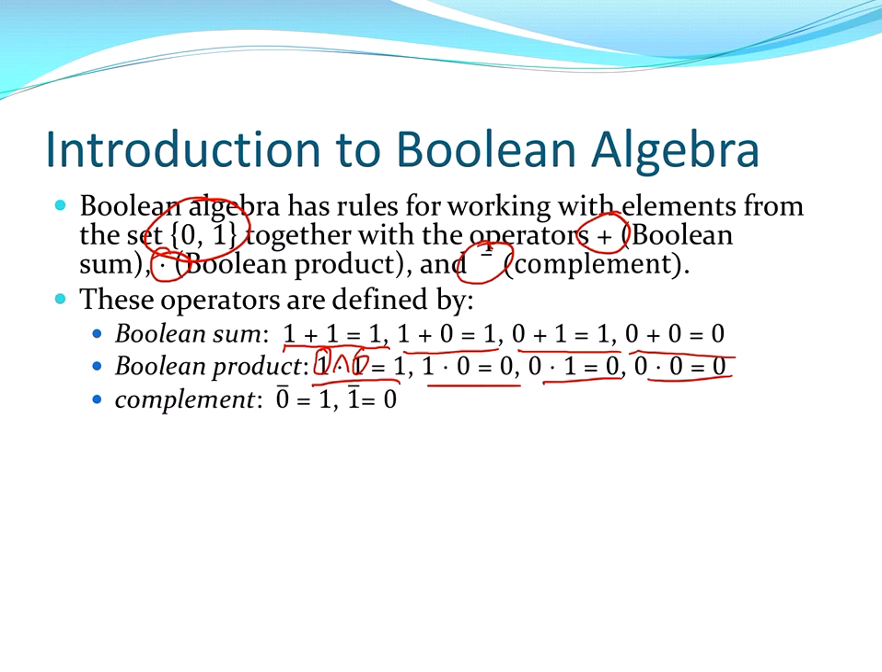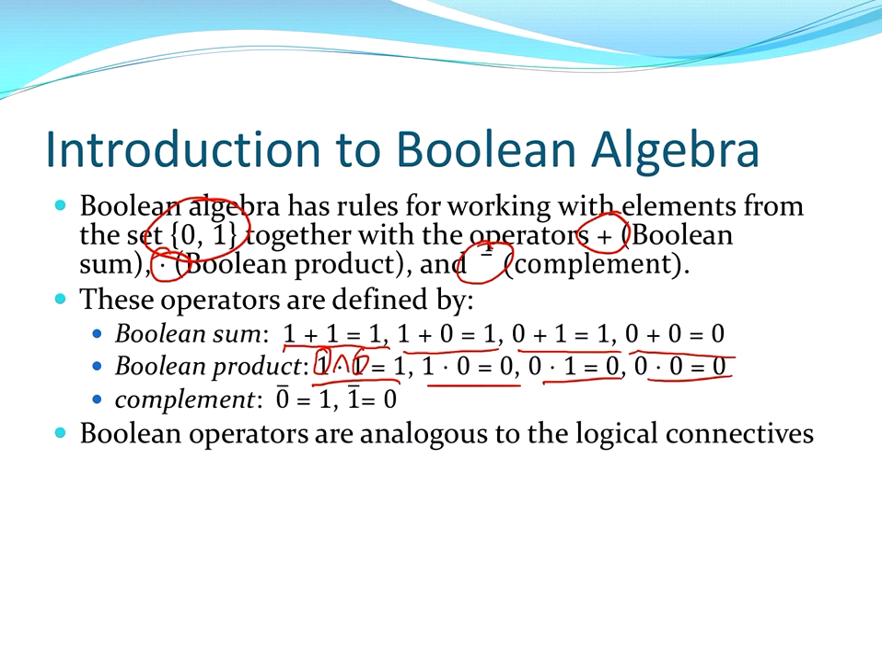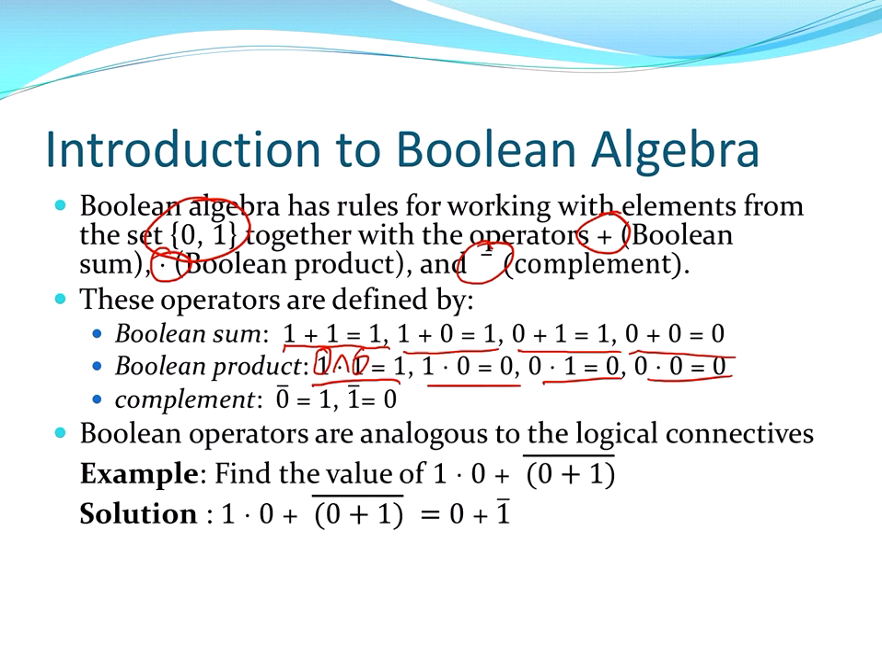Okay. And then complementation is like negation. So the complement of 0 is 1, the complement of 1 is 0. The negation of true is false, the negation of false is true. And this is why we do chapter 12 in this particular book often after chapter 1. So, and that's what this next bullet says, that the analogy is to logical connectives in propositional logic.